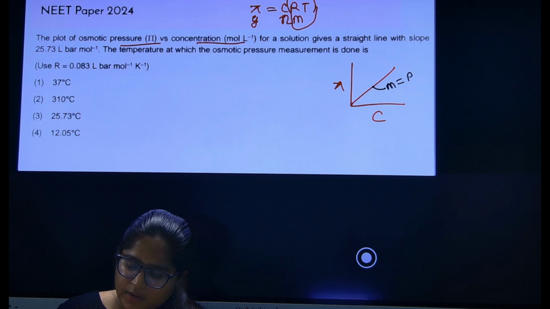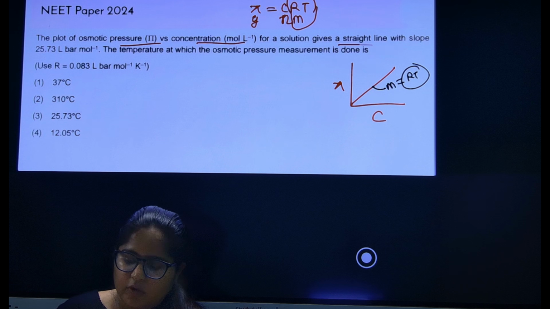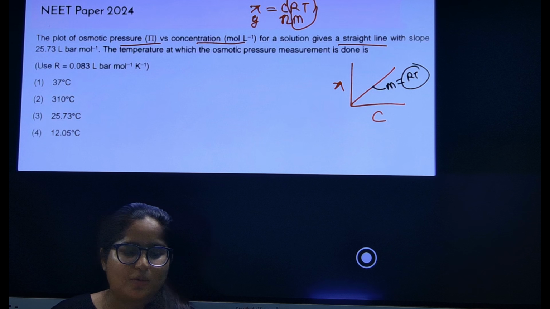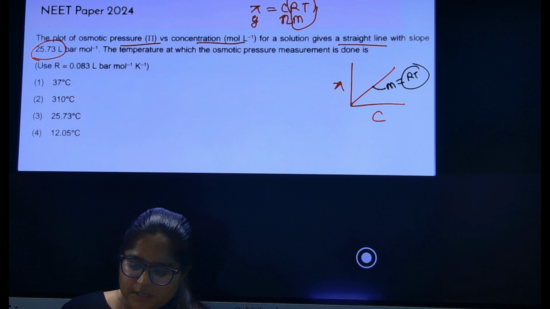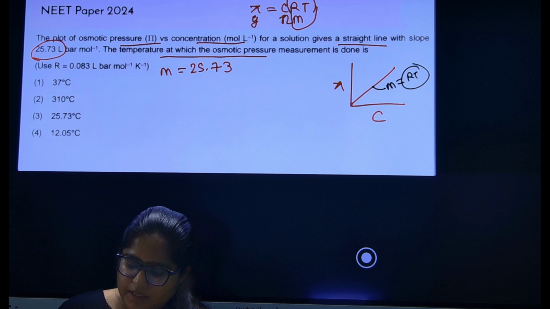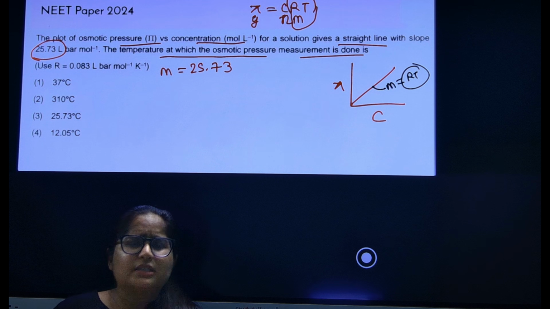Here m is RT value. Okay, now let us see next. For a straight line, they have already mentioned in the question, you don't have to use your brain here actually. With the slope, okay, slope is given, m value is 25.73. The temperature at which the osmotic pressure measurement is done. So they are asking you the temperature.